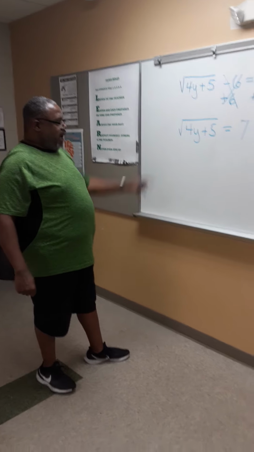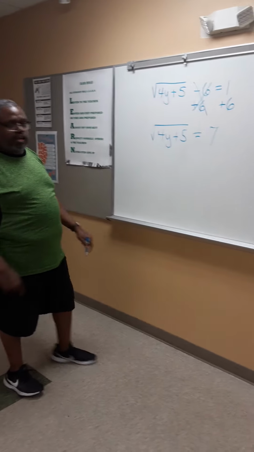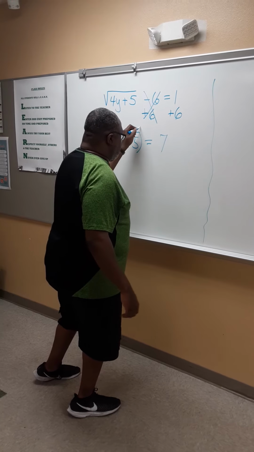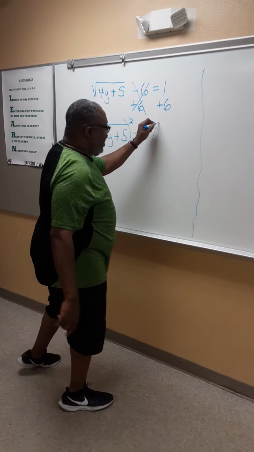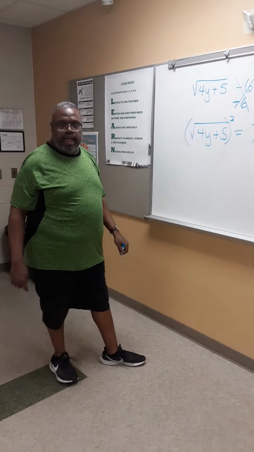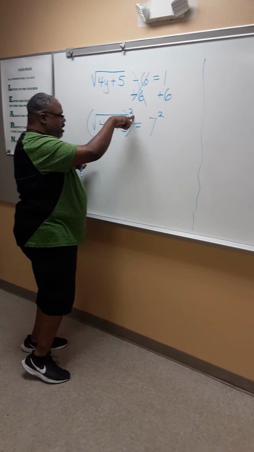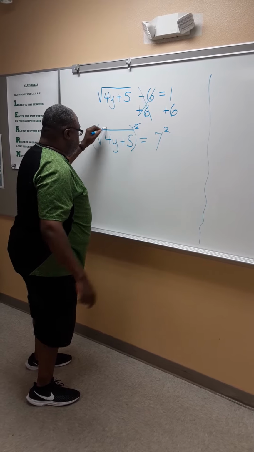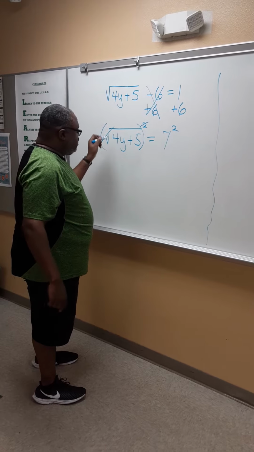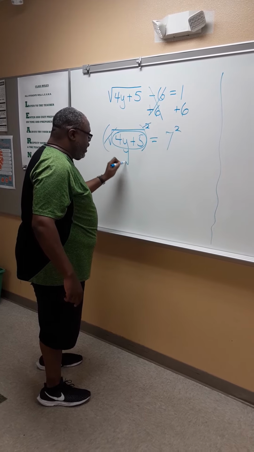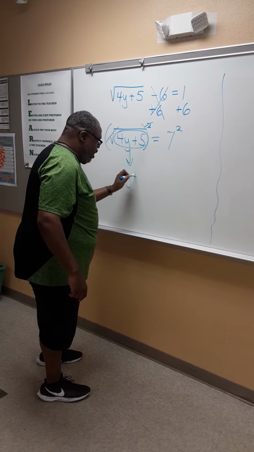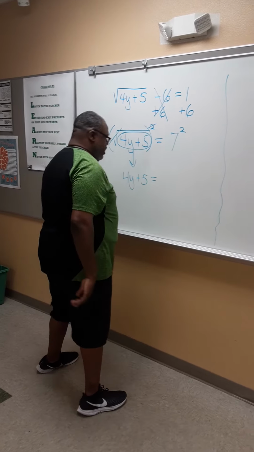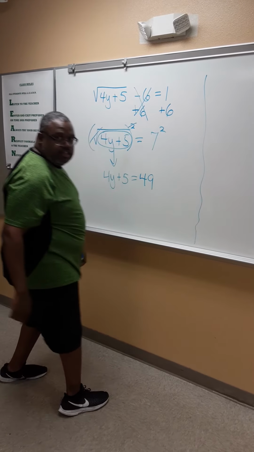Okay? So I want to get rid of the radical. To get rid of the radical, we're going to square both sides. So I'm going to raise it to the second power. When I do one side of the equation, I've got to do it to the other side of the equation. Okay? So the radical here and the exponent here, they cancel out. So what's inside the radical just comes out. So this 4y plus 5 comes down as 4y plus 5. 7 squared, that's 7 times 7. That's 49. Very good.